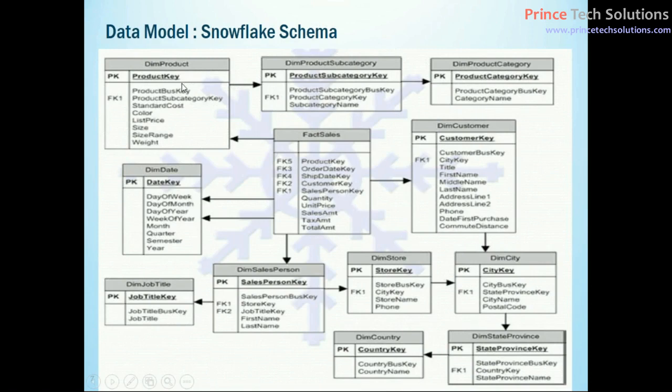Another dimension table must not have any numeric values. Here you see customer does not have any numeric values, and here also there are no numeric values like that. These are all character type data, only used for grouping and to be used by the dimensions. It is called a Snowflake schema.